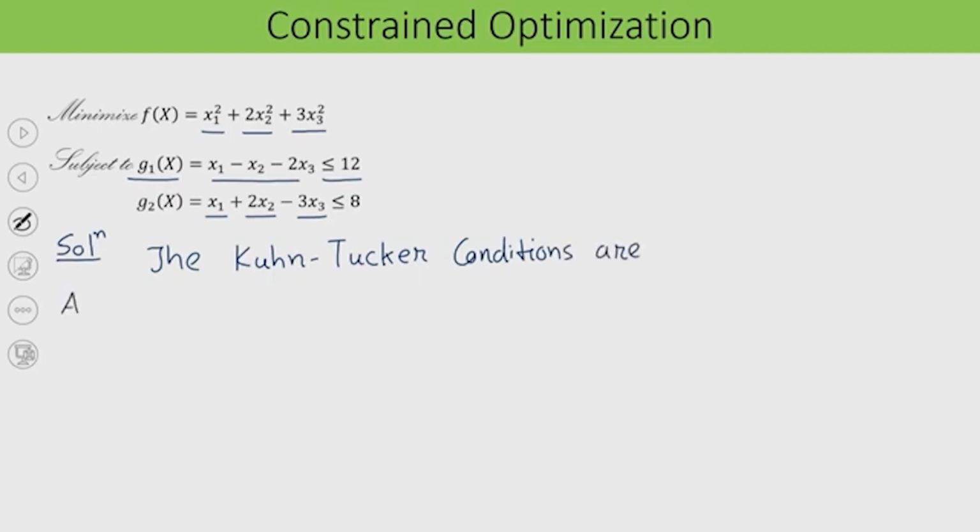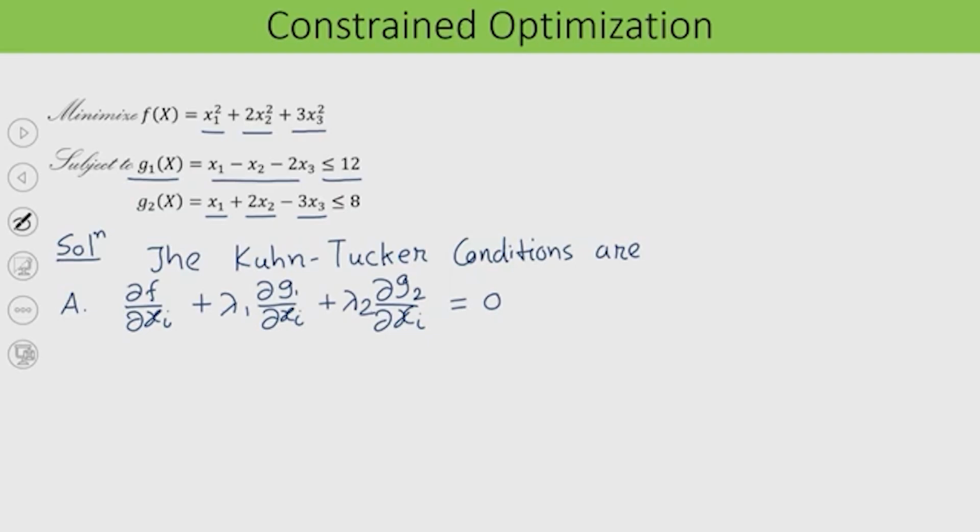So, let us write what is the first Kuhn-Tucker condition, that is del f by del xi plus lambda 1 del z 1 by del xi plus lambda 2 del z 2 by del xi. This is equal to 0.